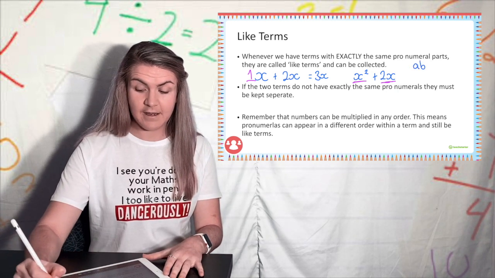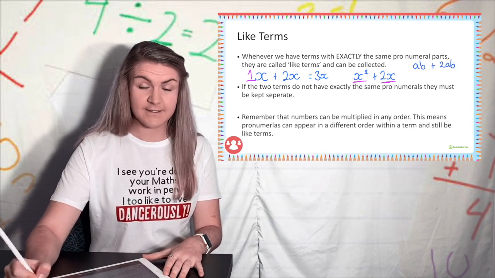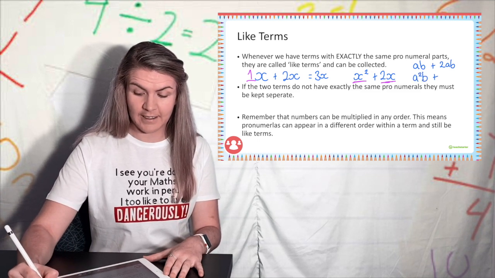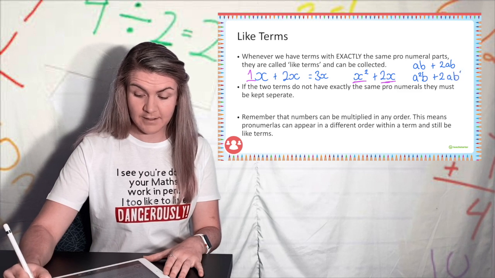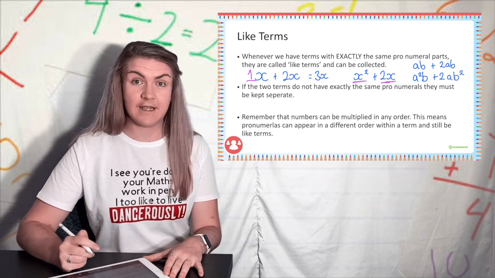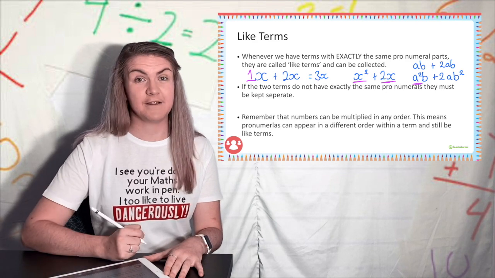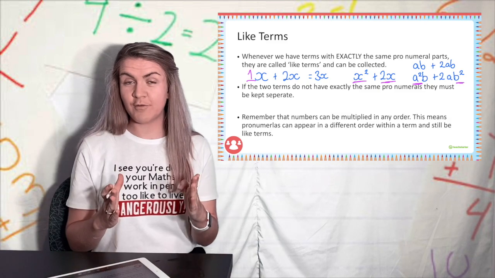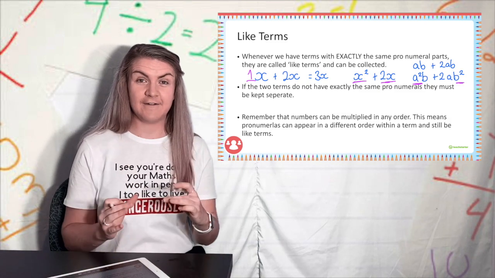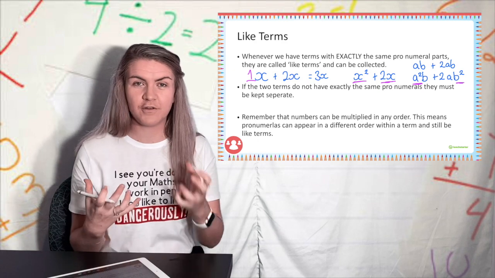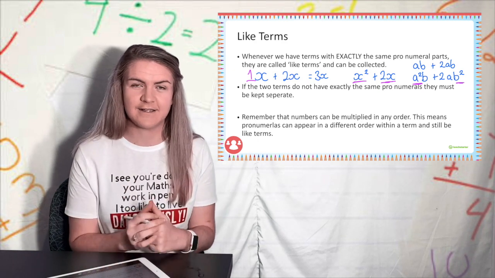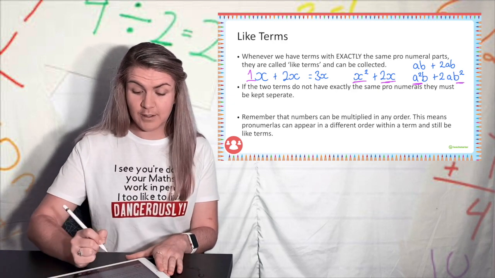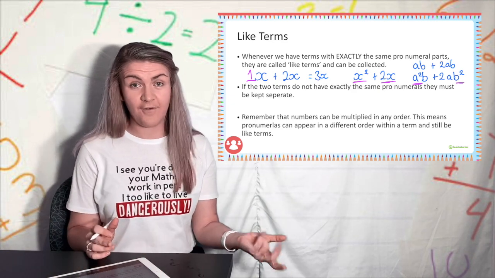So if I had AB, I would also need to have AB on this side. But if I had A squared B and I had 2AB squared, they are not even the same because on this side, the A is being squared and on this side, the B is being squared. So I just really want to remind you, you can only ever add it if it's exactly the same. If they're not, if they're a little bit different, like the ones I've showed you here, we have to keep them separate. And that's fine.